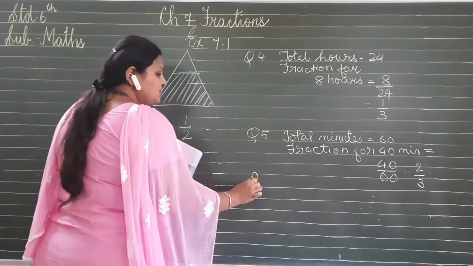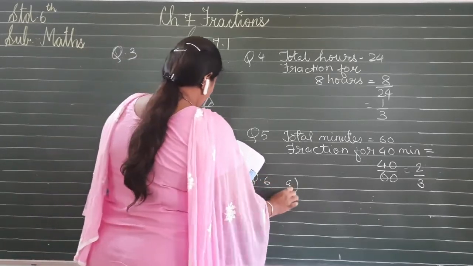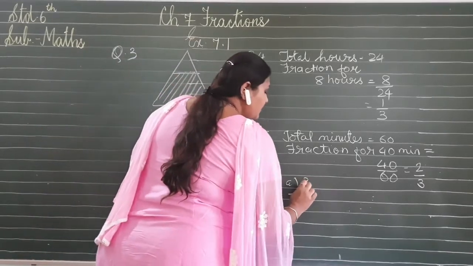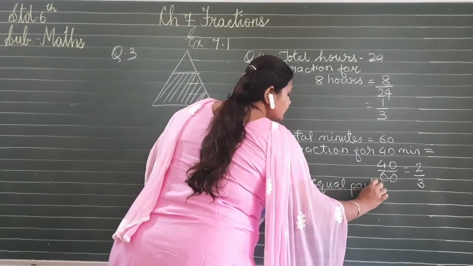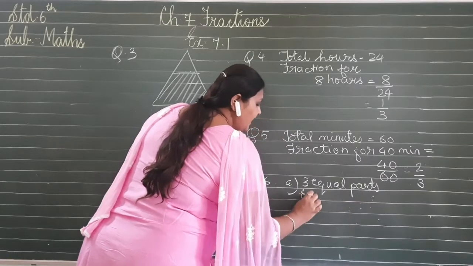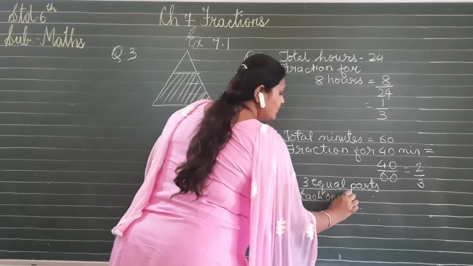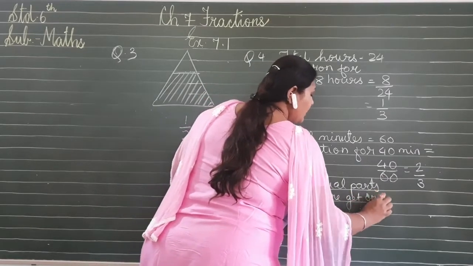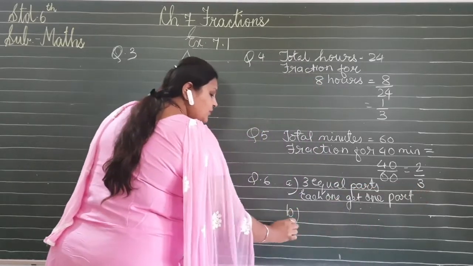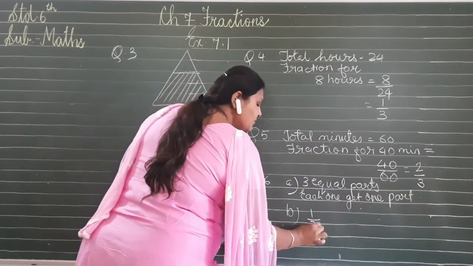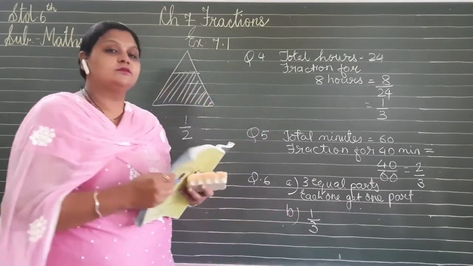So very first question number 6. Here he will make 3 equal parts. Each one get 1 part. Question B, what fraction of the sandwich he will get? It's 1/3.